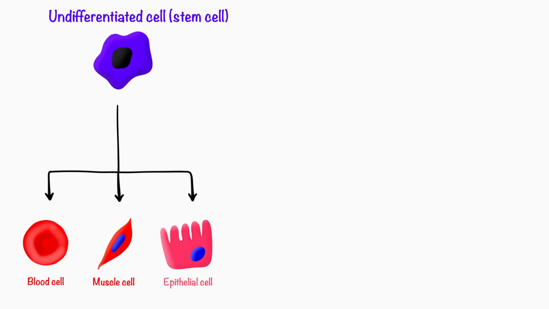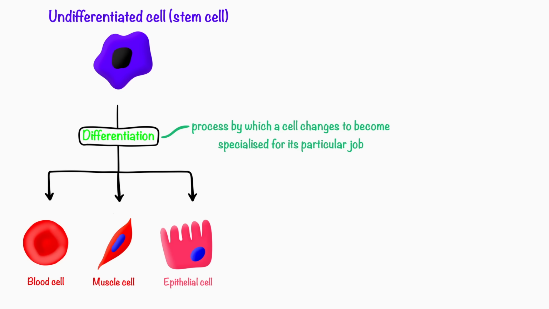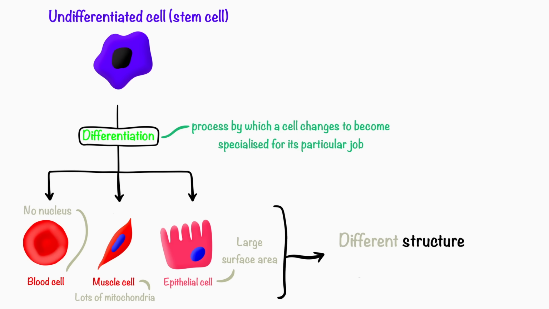Let's explore how cells become specialized through a process called differentiation. Differentiation is the process by which a cell changes to become specialized for its particular job. As cells differentiate, they develop different subcellular structures, and these structural changes enable them to carry out specific functions.